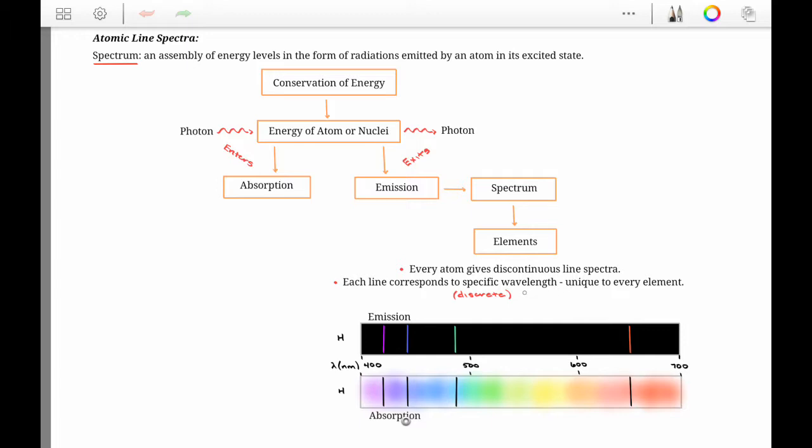And so that means that these wavelengths and the discontinuous line spectrums are going to be unique to every element. So we can actually look at a spectrum, an emission or absorption spectrum, and identify which element that is. So if we consider hydrogen here in the emission and absorption line spectrum, we know that because these wavelengths are present at these spots, then we know that that is hydrogen. So that's how we can use the emission and absorption spectrum. We can use that to identify elements.